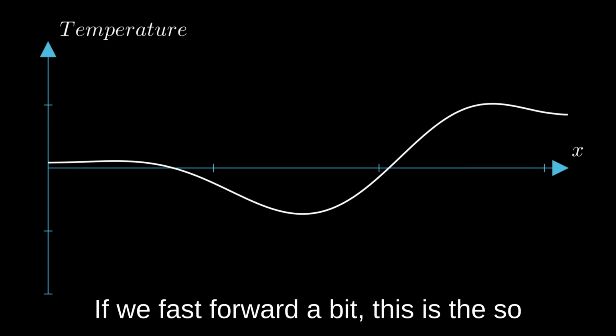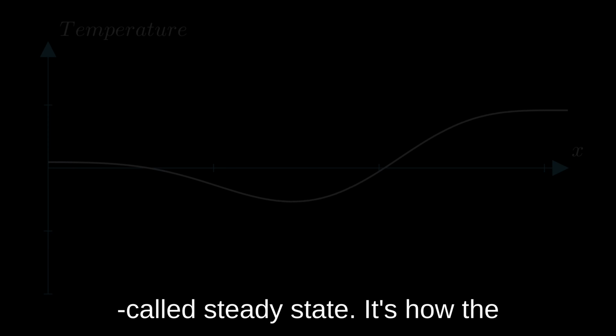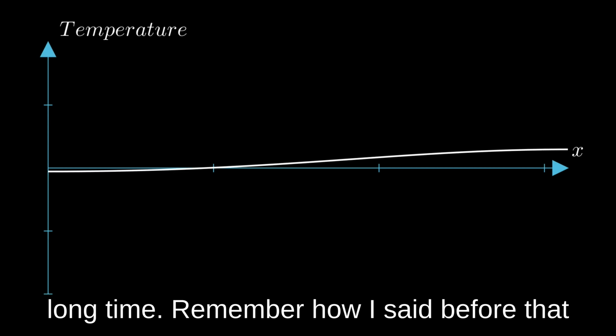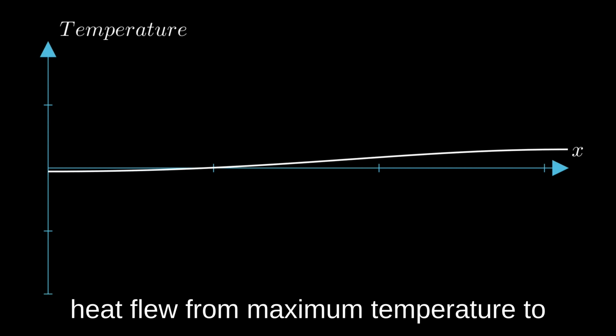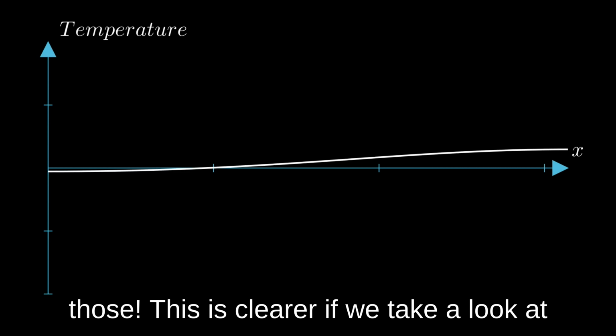If we fast forward a bit, this is the so-called steady state. It's how the temperature profile will look after a long time. Remember how I said before that heat flew from maxima of temperature to minima? Well, now there are none of those.